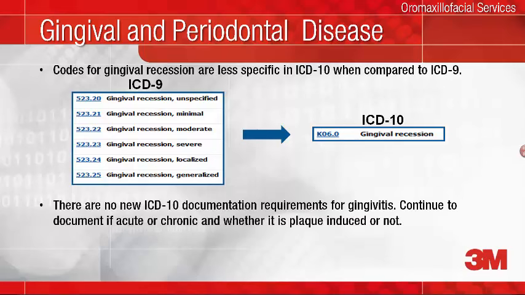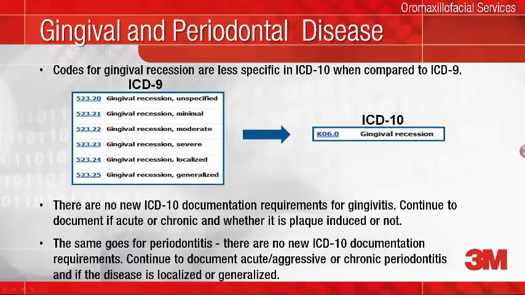There are no new ICD-10 documentation requirements for gingivitis. You should continue to indicate if acute or chronic and whether it is plaque-induced or not. The same goes for periodontitis. There are no new ICD-10 documentation requirements here either. Continue to specify if the periodontal disease is acute, aggressive, or chronic, and if the disease is localized or generalized.